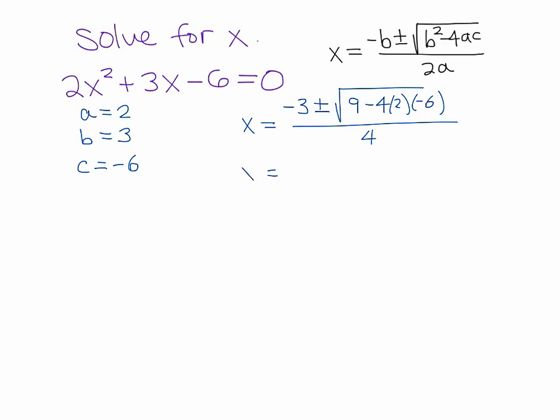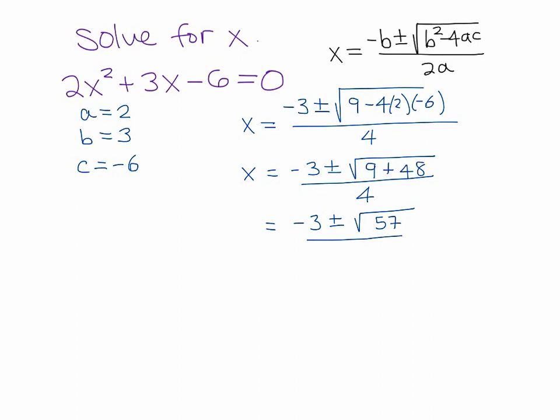Now let's simplify. x is equal to negative 3 plus or minus the square root of 9. Minus times minus is a positive. 4 times 2 is 8. 8 times 6 is equal to 48. All over 4. We have negative 3 plus or minus the square root of 57 all over 4. The square root of 57 cannot be simplified any further, so that would be our final answer. x is equal to negative 3 plus or minus the square root of 57 all over 4.